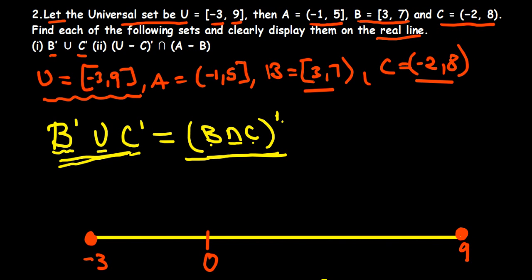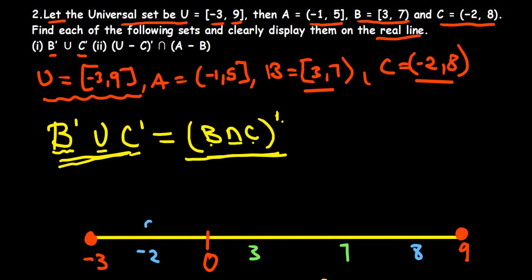So now let's plot the set B. Okay, so the set B is starting from 3 all the way to 7, somewhere there. Okay, and then the set C is starting from -2 all the way to 8. Okay, so let's plot the set C first of all. So the set C will start from -2 all the way to 8.